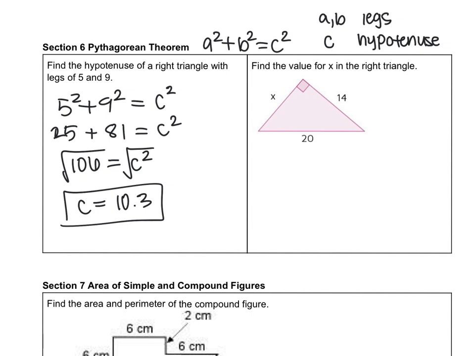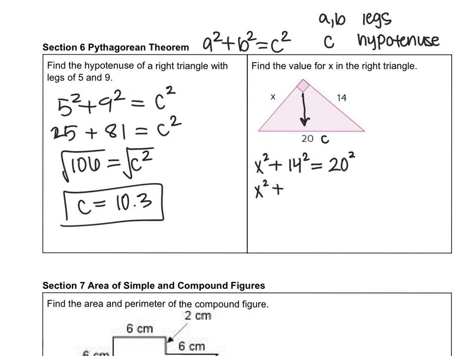So next, we are given the right triangle, and we want to solve for the value of x. So the hypotenuse is always across from the right angle, so I know 20 is c. And it doesn't matter how I label x and 14. x could be a or it could be b, it doesn't matter. So I'm going to set it up as x squared plus 14 squared equals 20 squared. Could have set it up as 14 squared plus x squared, it doesn't matter.